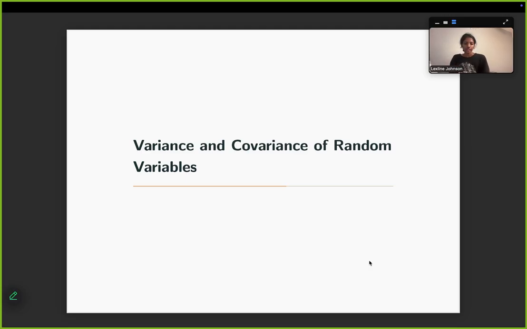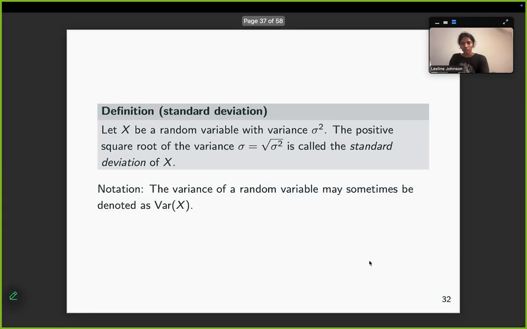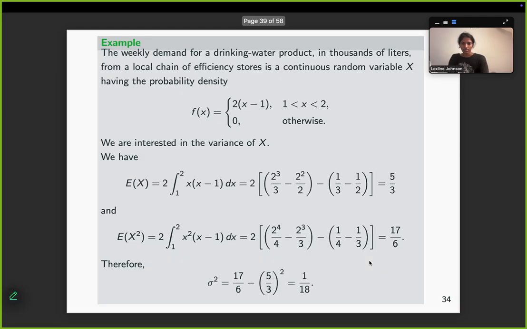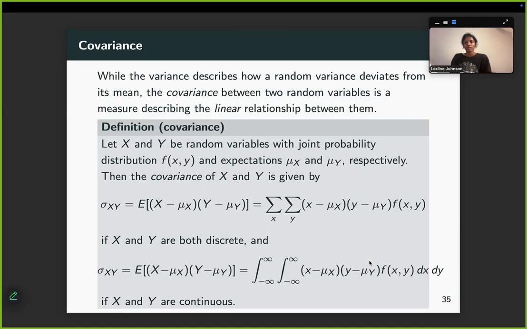So we are on covariance. Variance describes how a random variable deviates from its mean. The covariance can describe the linear relationship between two random variables. So our definition of covariance is the following.